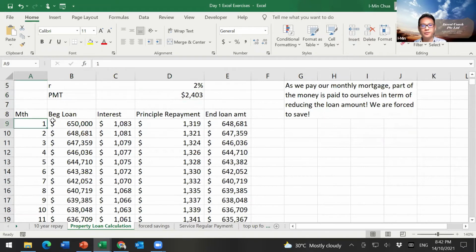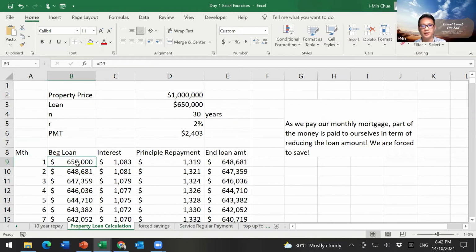So month one, you borrow 650. This interest is 1083. How is it derived? It's basically 2% divided by 12 of this loan amount. Every month you will repay 2403. So with the 2403, you minus off the interest, and the rest of the money goes to pay down the loan. So at the end of the month, you get 648,681. This is how much you owe the bank after the end of month one.